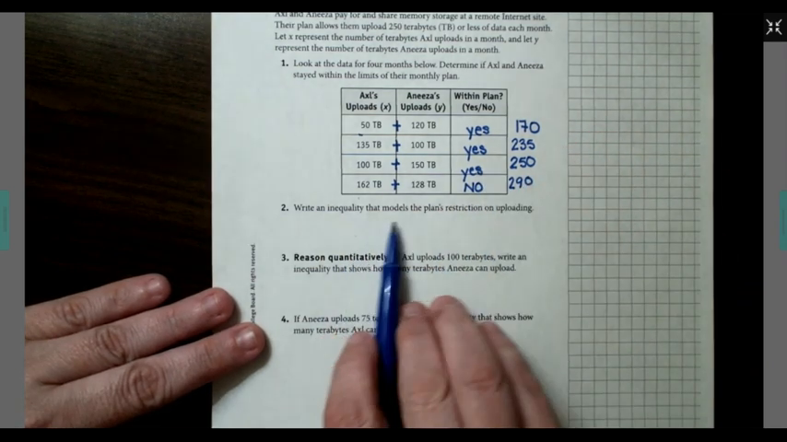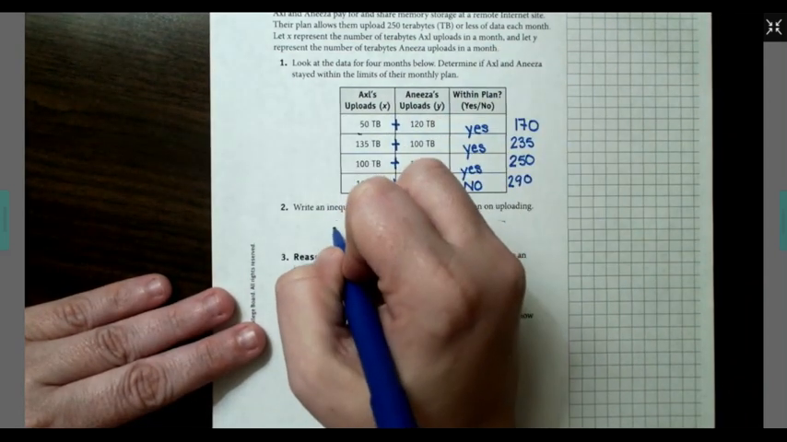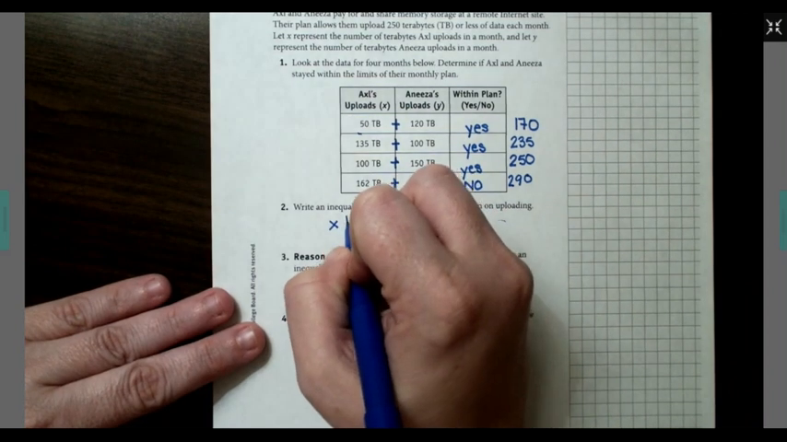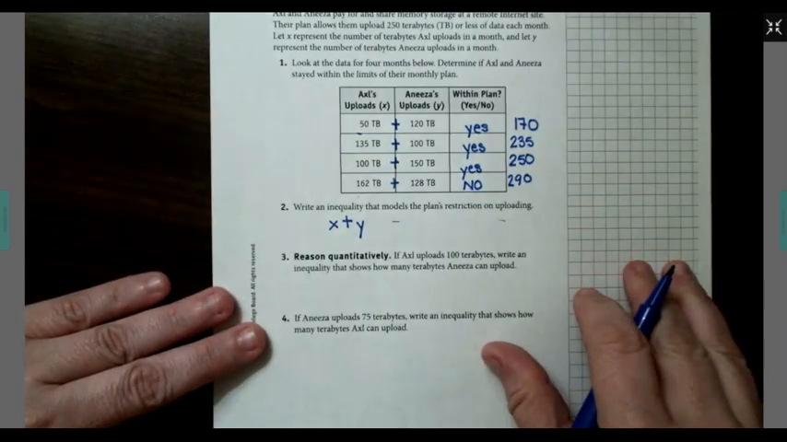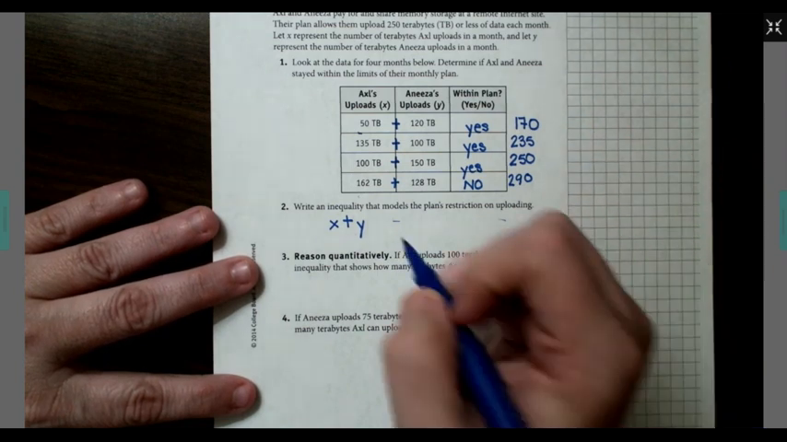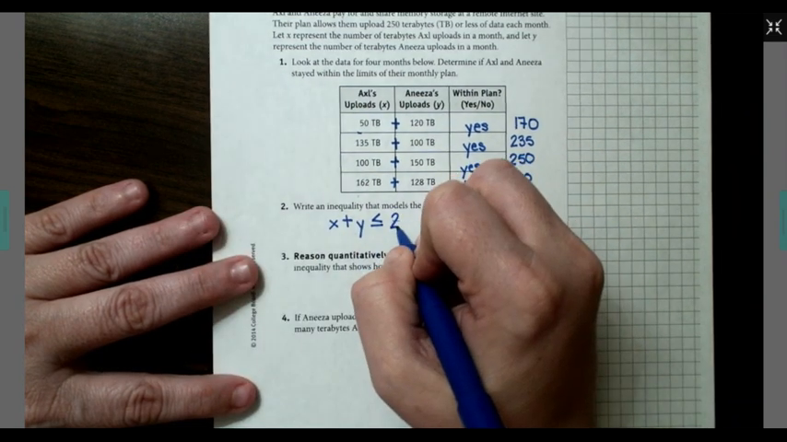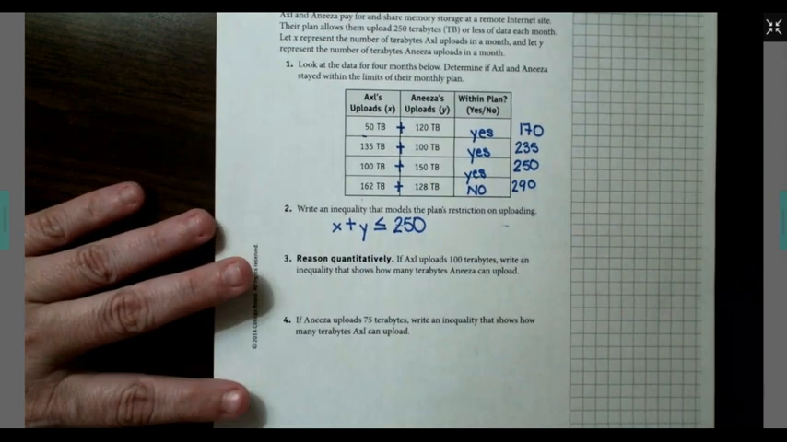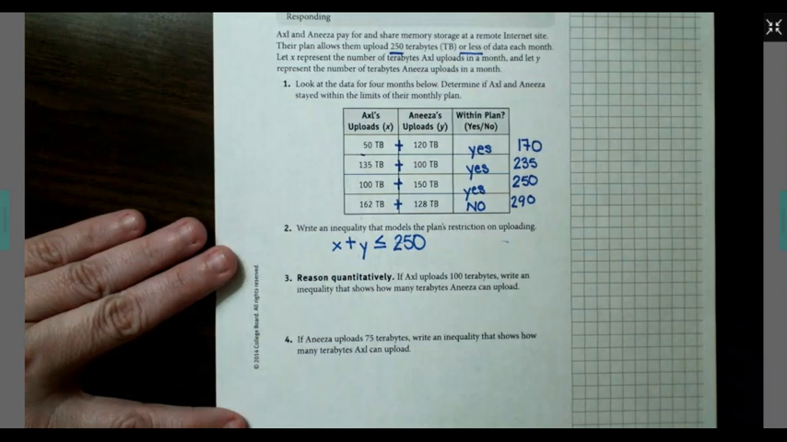Write an inequality that models the plan's restrictions on uploading. So what did I do here each time? We took Axel's uploads, which was X, and added it to Inez's uploads, which is Y. And what must be true about this number? What was I comparing this number to? This had to be less than or equal to 250, because remember up here it said they could upload 250 or less.